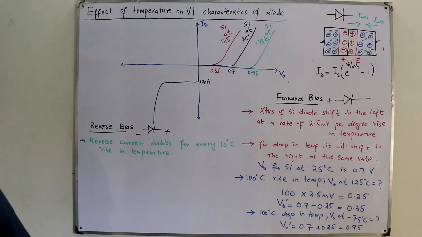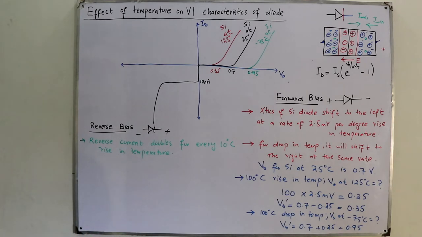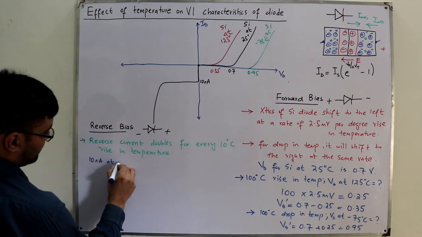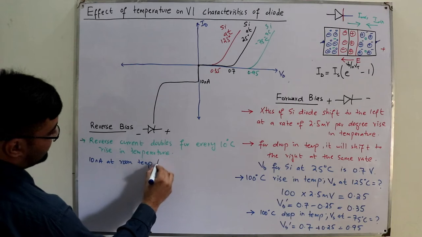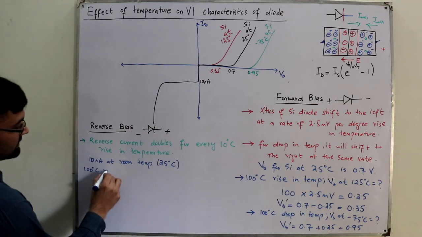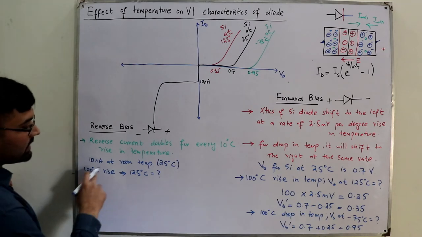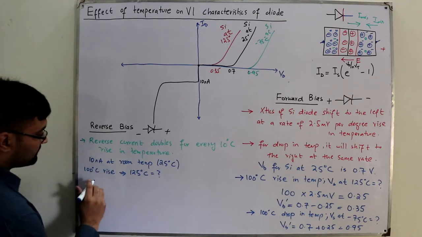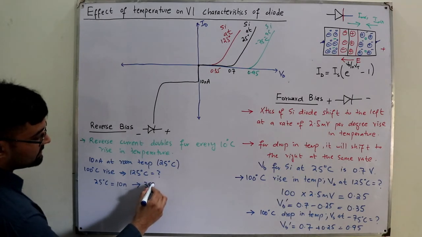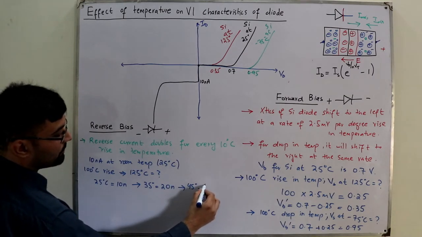Fine? Yes. So we have 10 nanoamperes at room temperature, which I have taken to be 25 degrees centigrade. Now if I need to check at 125 degrees, that is a 100 degree rise, and the reverse current is unknown. So 25 degrees is equal to 10 nanoamperes, 35 degrees would be equal to 20 nanoamperes, and 45 degrees would be equal to 40 nanoamperes.